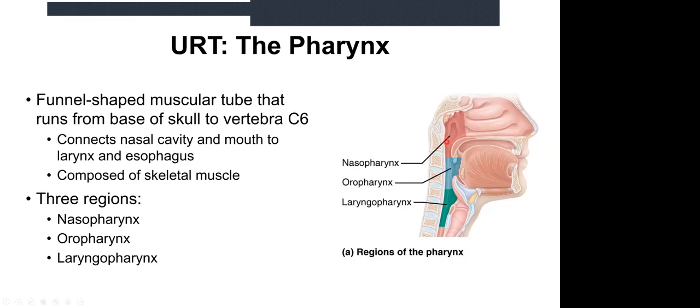So the uppermost region is called the nasopharynx because it's sort of directly connected to the nose. This middle region is called the oropharynx because it's the region just behind the mouth. And then finally, the most inferior region of the pharynx is called the laryngopharynx. And the reason for that is because it is just posterior or just behind the larynx.